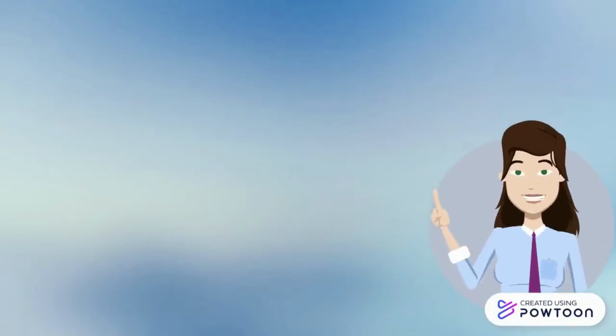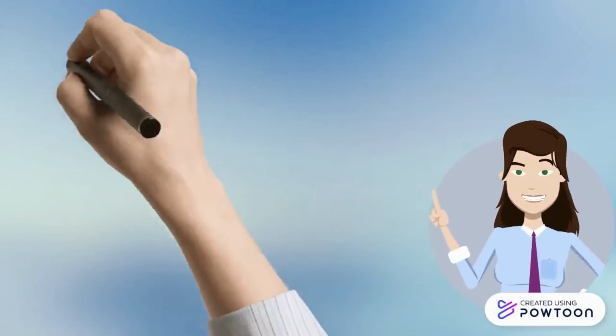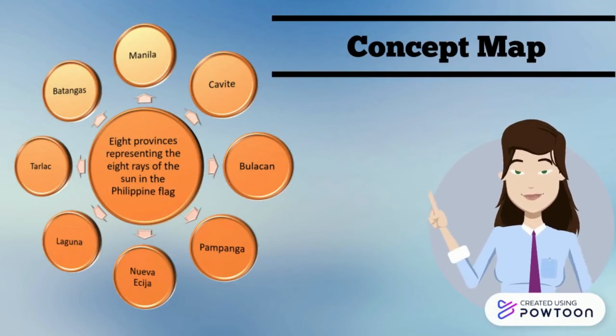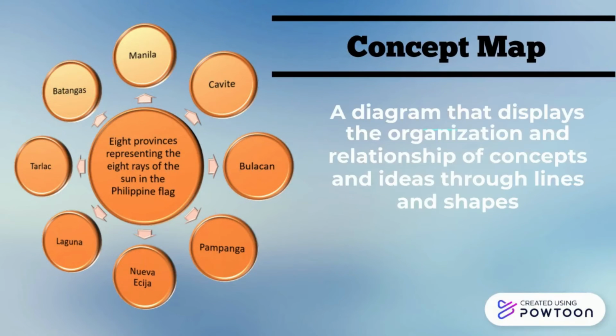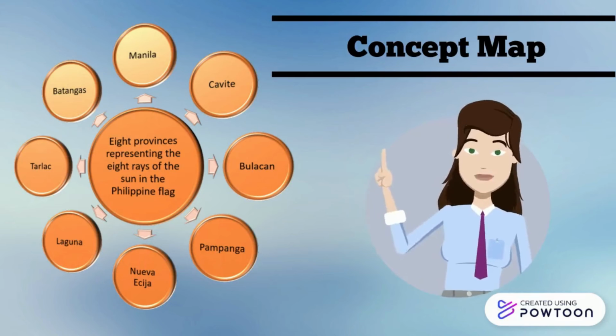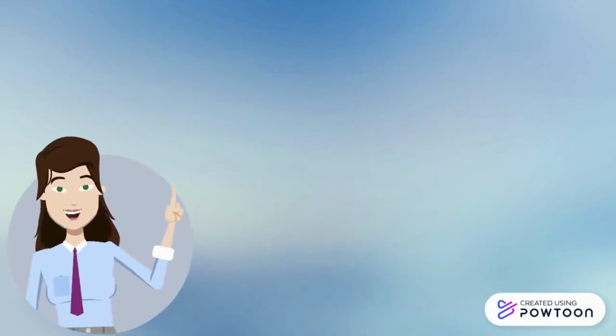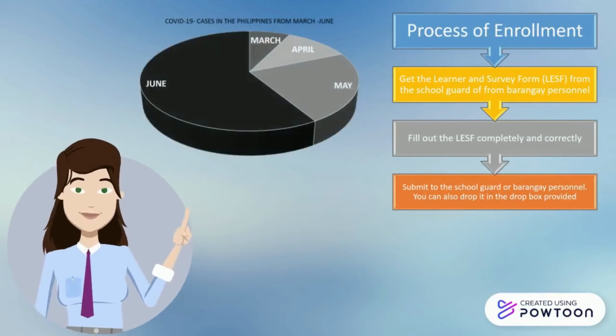What do you think is the diagram flashed on the screen? It's a concept map. Concept map is a diagram that displays the organization and relationship of concepts and ideas through lines and shapes. The concept map shows the 8 provinces representing the 8 rays of the sun in the Philippine flag. Are you familiar with the ones that you see?